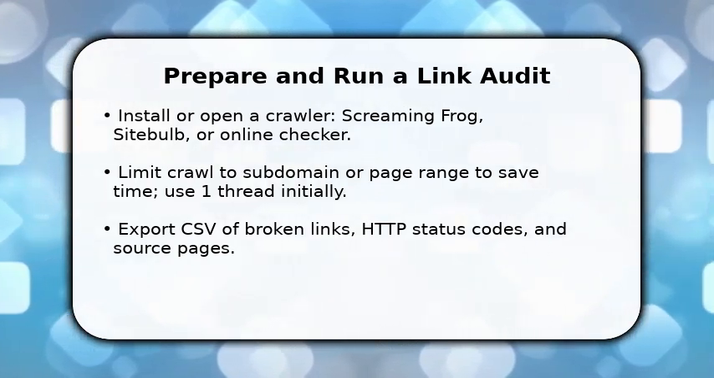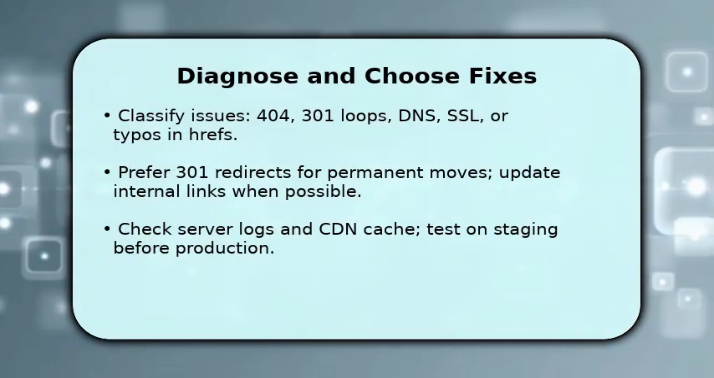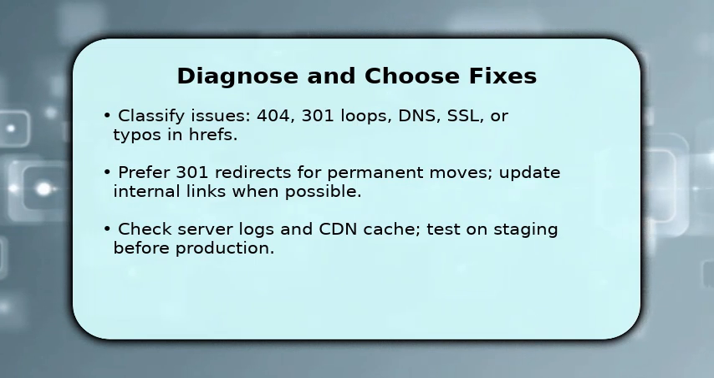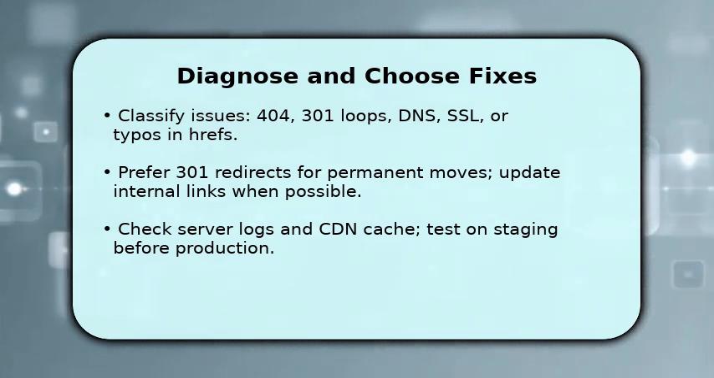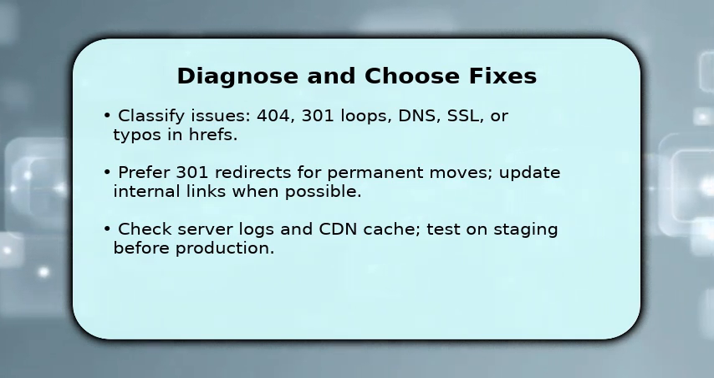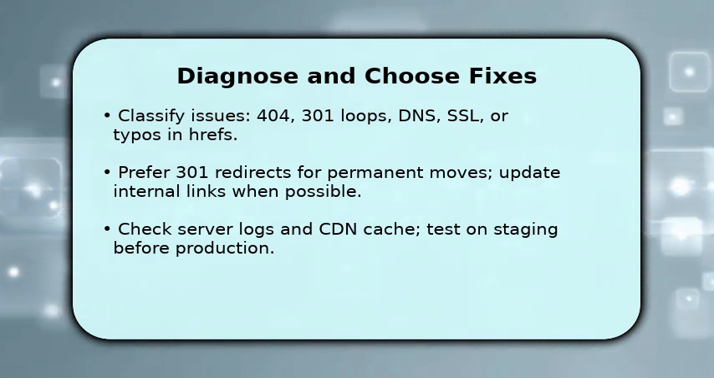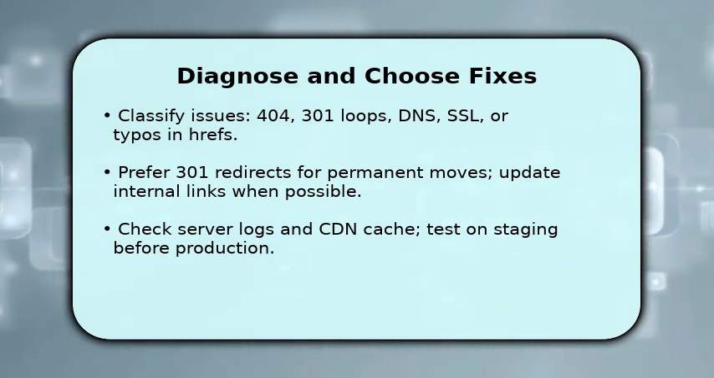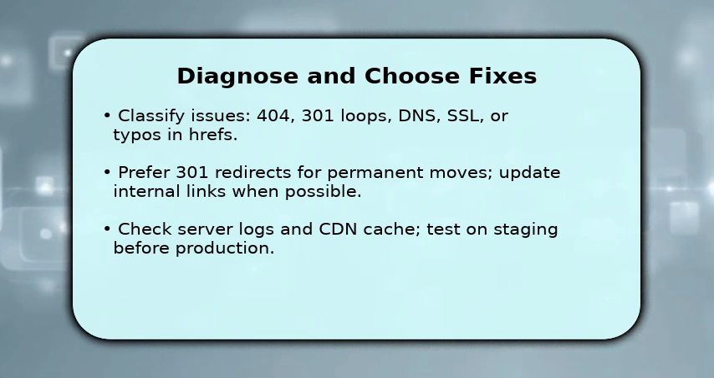Now you diagnose each broken link. Check the HTTP code, follow redirects, and confirm whether the target exists. If it's a typo or bad href, update the internal link in the CMS or HTML. If the page moved permanently, implement a 301 redirect at the server or CDN. For server or SSL errors, inspect logs and certificate settings.